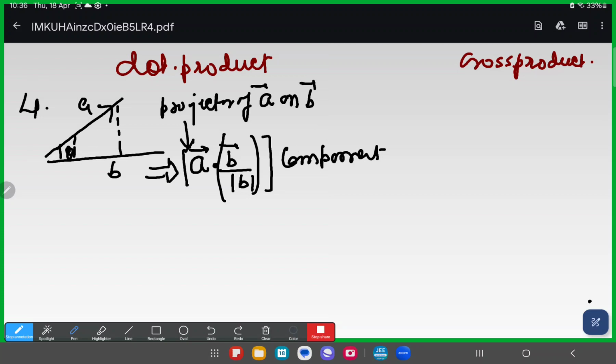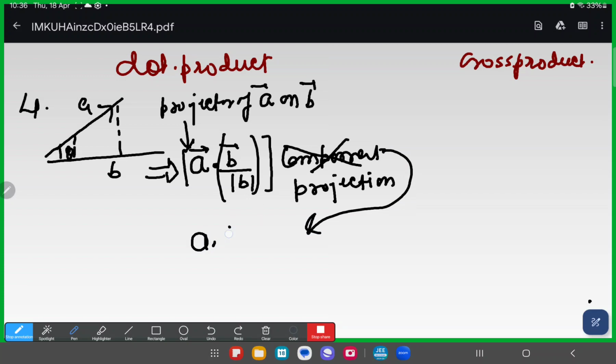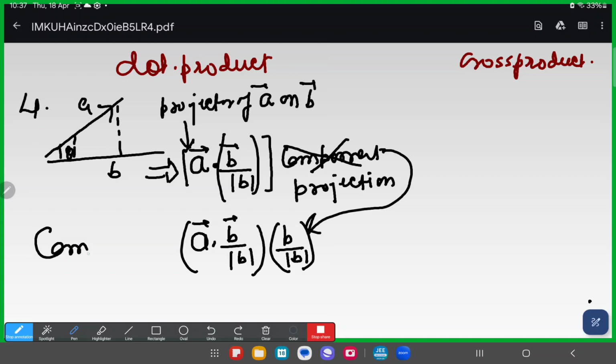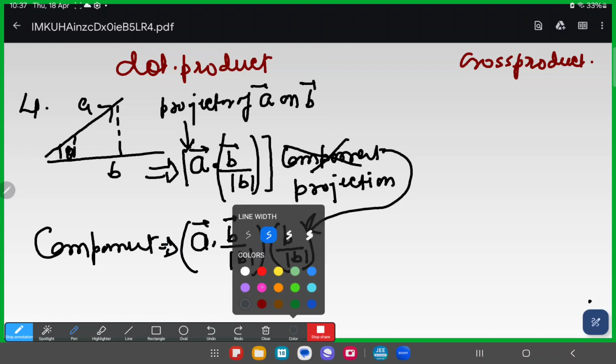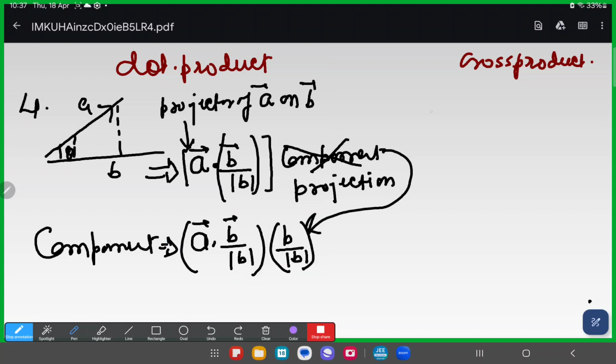So this is not a component, we can say this is projection. For component, what are we supposed to do? A dot B will give you the scalar quantity, and once again it gets multiplied by the direction. That will give you the component. This is component. Clear? Component.